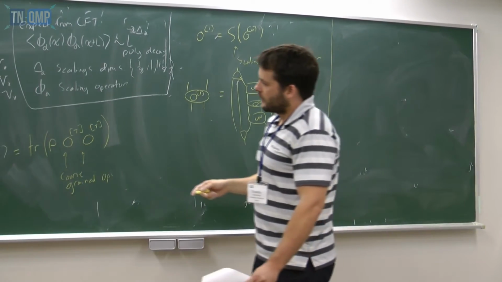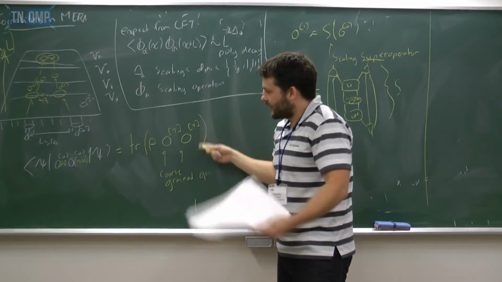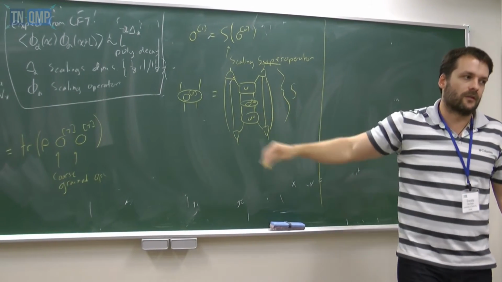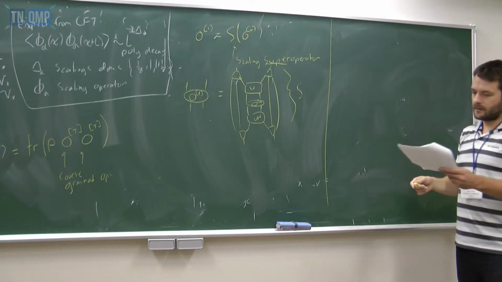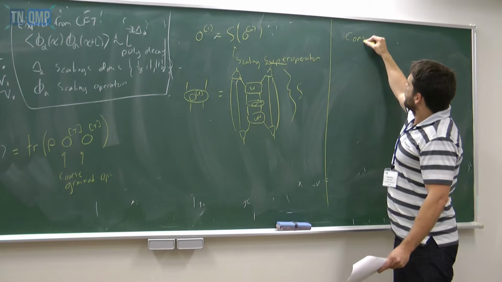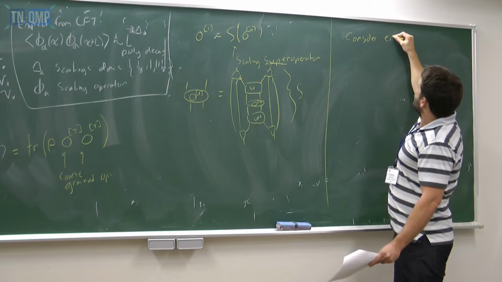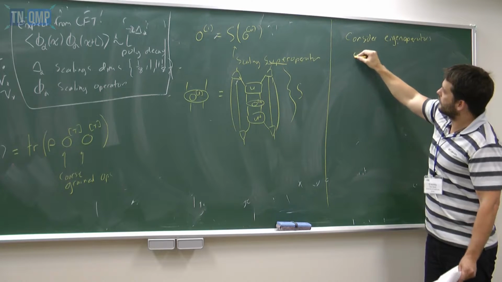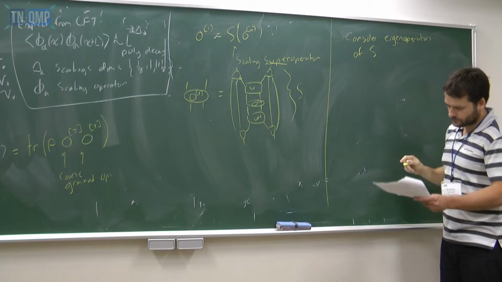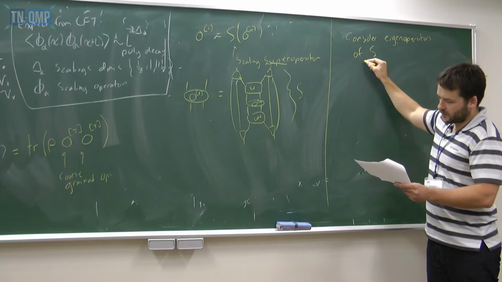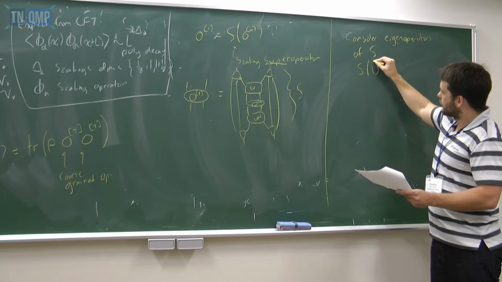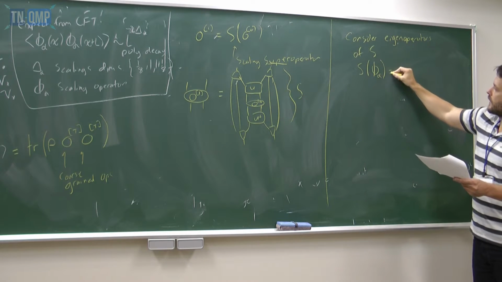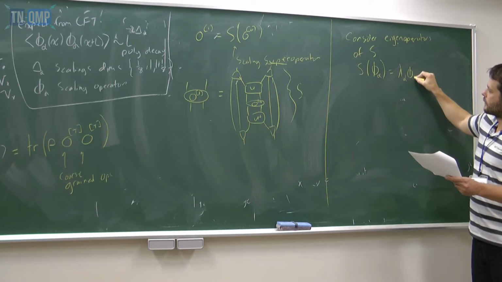Okay, so how do these guys look? Well, in order to understand what these are, I should think about the eigenoperators of this scaling superoperator. So consider eigenoperators of S. What I mean by this is we want S to act on something, we'll just enumerate them over alpha, such that I get back the same operator with a coefficient.